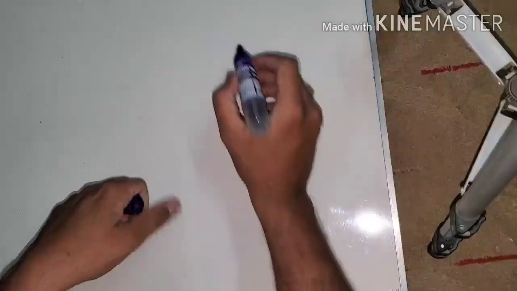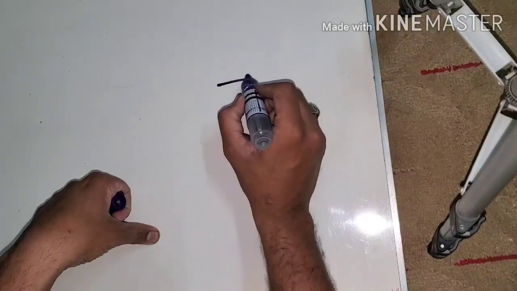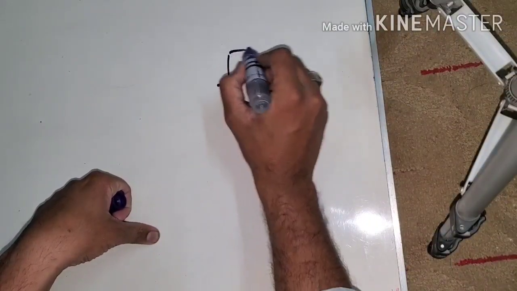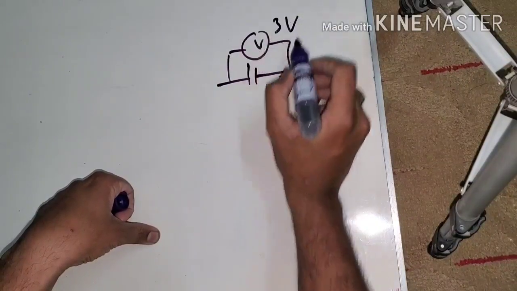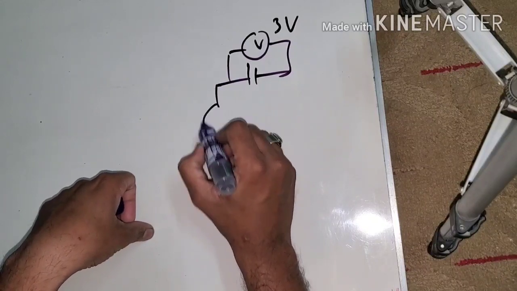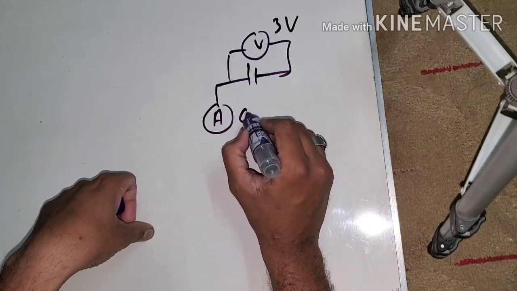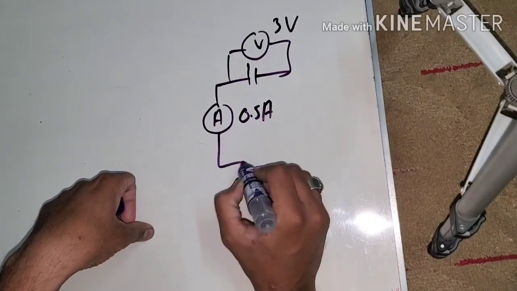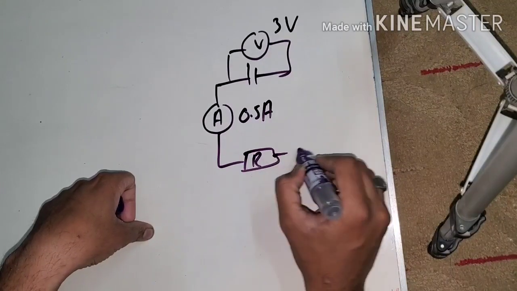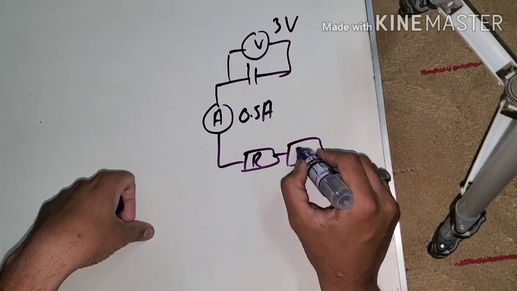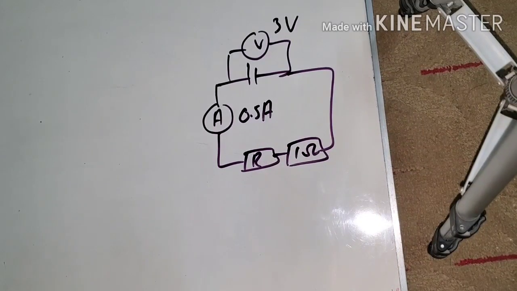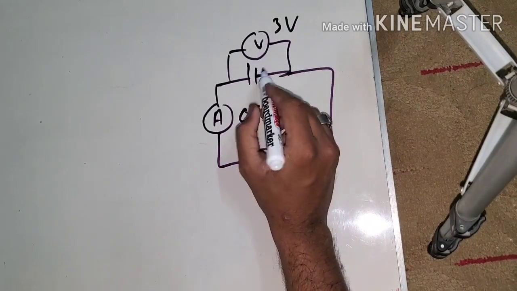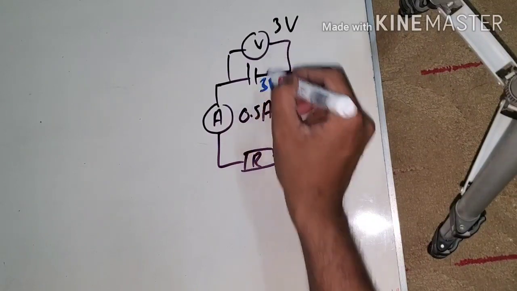As we can see, there is a battery. In parallel there is a voltmeter giving us a reading of 3 volts, and along with it an ammeter in series is connected, giving us a reading of 0.5 ampere. There is a resistor whose resistance needs to be found, and there is a resistance of 1 ohm connected like this. It means the battery has 3 volts because in parallel the voltage is considered to be constant.